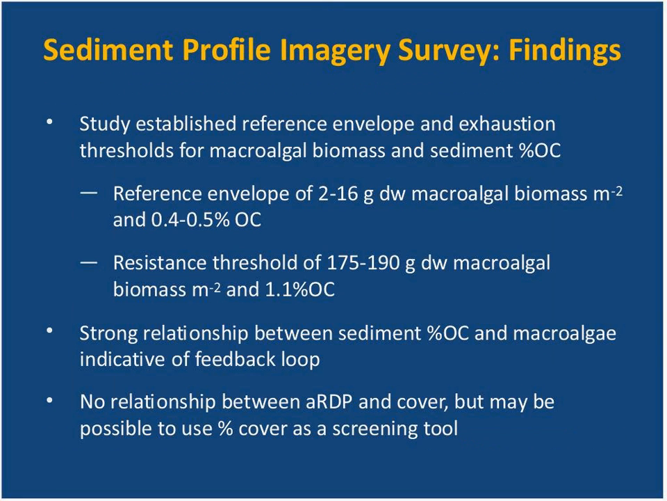So to wrap up with the sediment profile imagery survey with respect to findings, first I think that this project established a reference envelope and exhaustion thresholds for macroalgal biomass and percent organic carbon. The reference envelope for biomass was 2 to 16 grams per meter squared. Organic carbon, it was a range of 0.4 to 0.5. We had a resistance threshold of about 175 to 190, and 1.1% organic carbon.